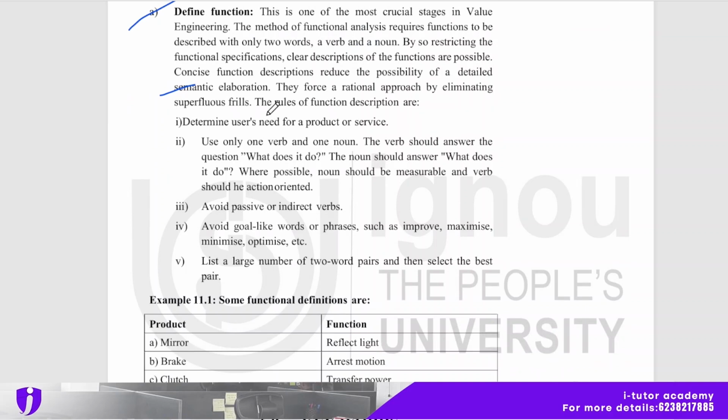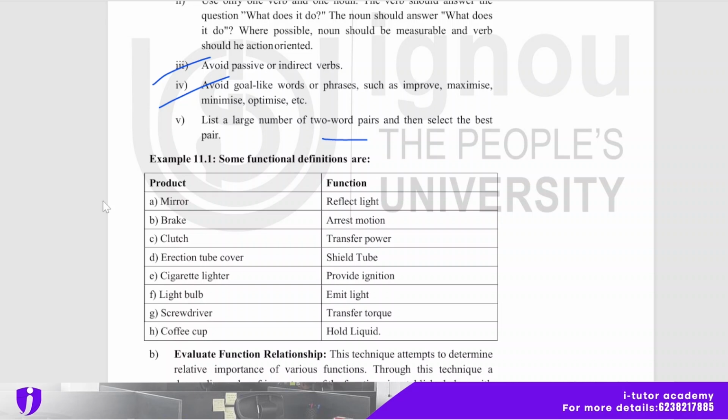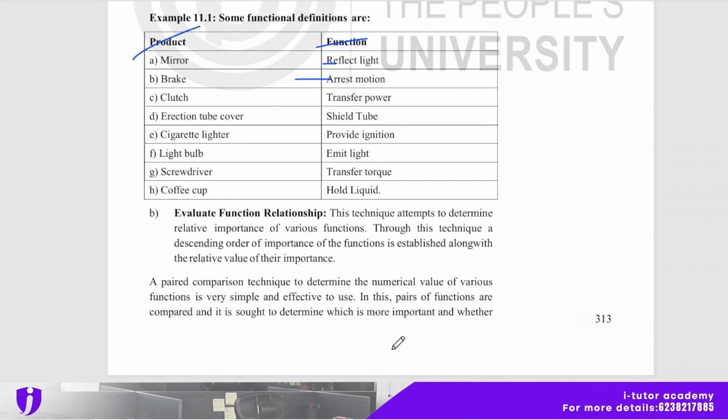The rules of function description are: determine the user's need for the product or service, and use only one verb and one noun, and avoid passive or indirect verbs. Avoid goal-like words or phrases such as improve, maximize, minimize, optimize, etc., and list a large number of two-word pairs and then select the best. Some functional definitions, with product and functions, are: mirror, reflect light; brake, resist motion. So these are the functional definitions.